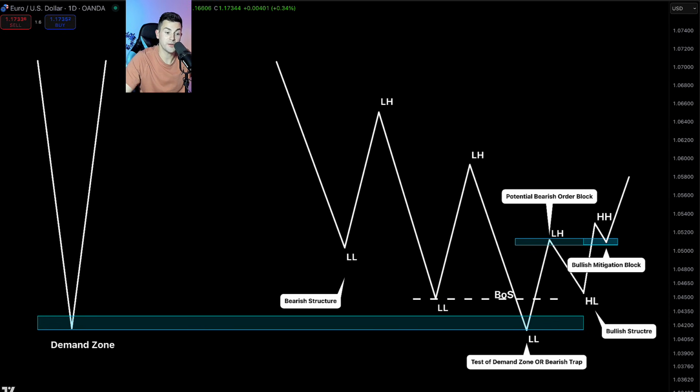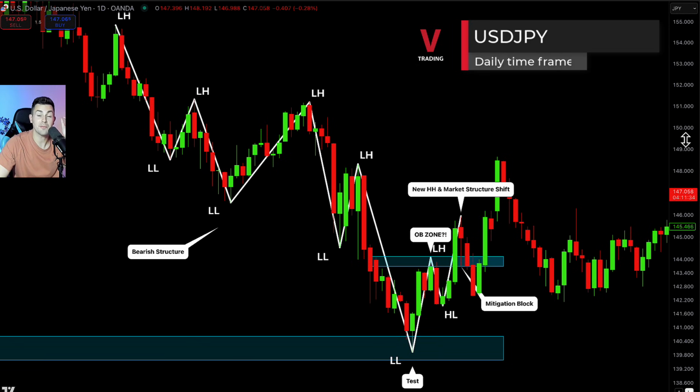A consequent formation of a higher low after a test of a demand zone will be an important warning and will indicate a highly probable bullish reversal and the formation of a bullish mitigation block. Now let's check some examples. That is an example of such a price model on a dollar-yen pair.